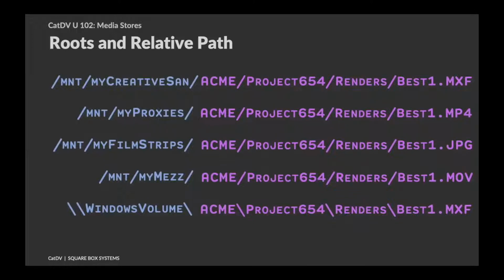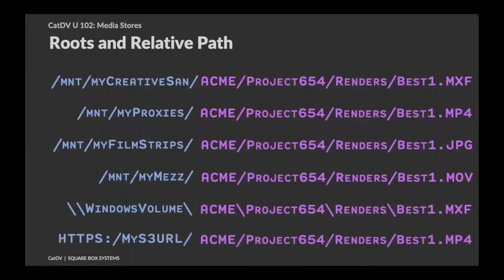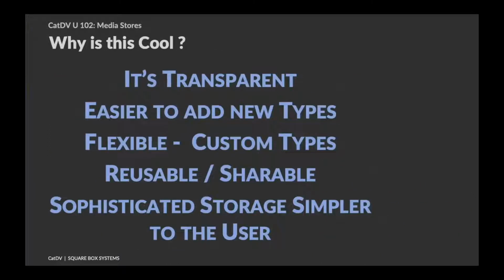But of course, not all workflows are file-based, even though, given these examples, we can also handle with these media stores the ability to manage object storage or cloud storage. And in this case, here is my same proxy that I just happened to have hosted in some S3 location. The same rules apply. We've still got our relative path, Acme, project 654, renders, best one, but the root is now a URL for some cloud storage. Cool. So why is that good?